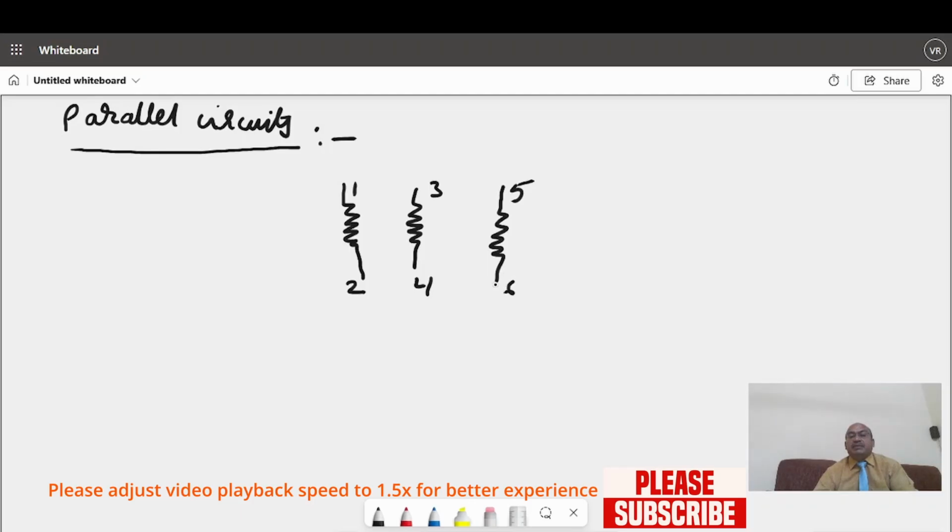Like the terminals we have marked. This is a terminal, this also is a terminal, and so on. If we connect all the starting points together and all the ending points together, and energize them with a supply, this is called the parallel circuit.